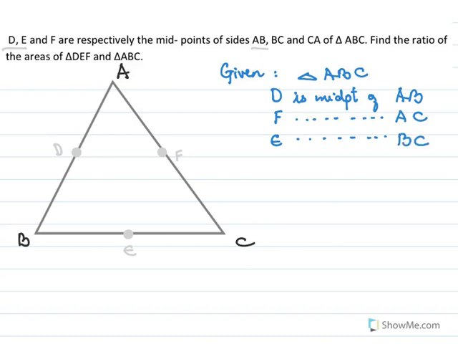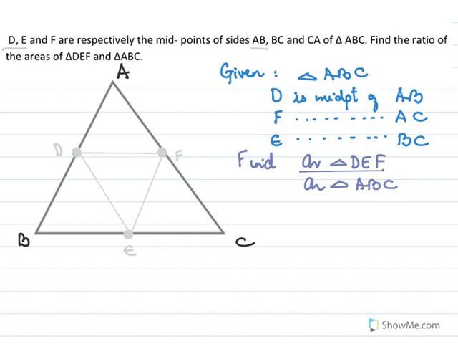Now we have to find the ratio of DEF and ABC. So we need to find the area of triangle DEF over the area of triangle ABC. This is what we need to find. So we'll just join up DE. Here we'll join up EF and we get the inner triangle DEF.